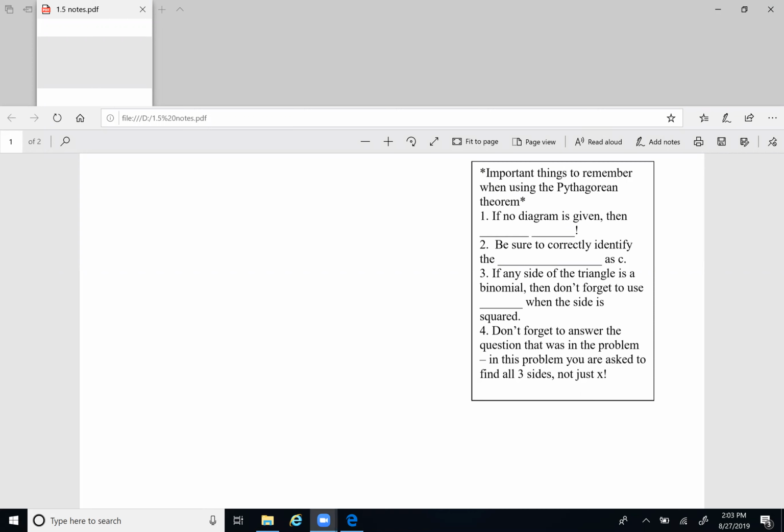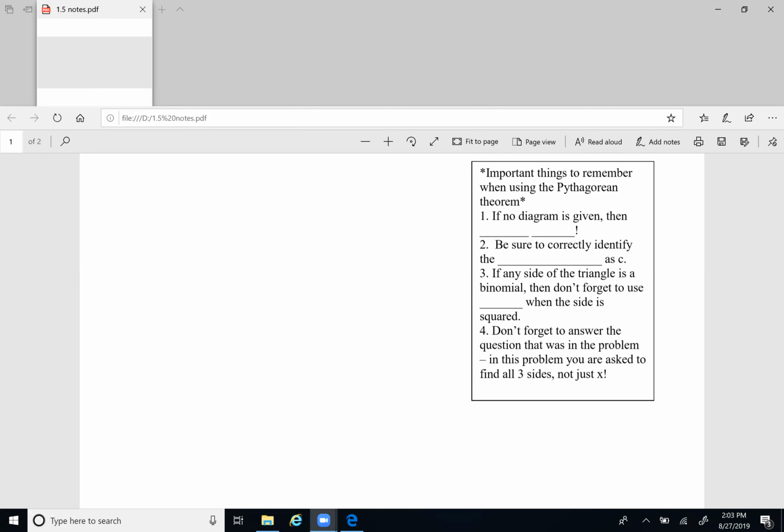So it says a piece of property has the shape of a right triangle. The longer leg is 10 meters shorter than twice the length of the shorter leg, and the hypotenuse is 20 meters longer than the length of the longer leg. And we're supposed to find the lengths of all the sides of the triangular lot.